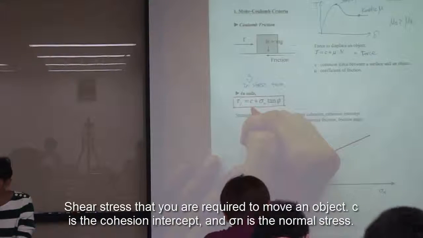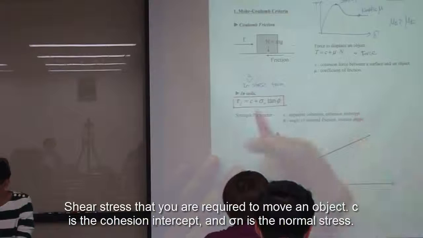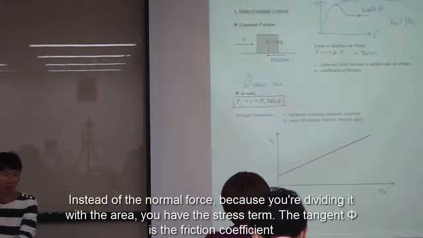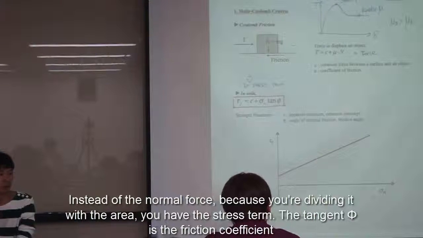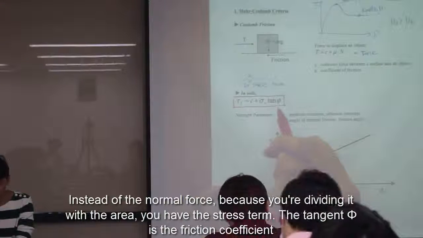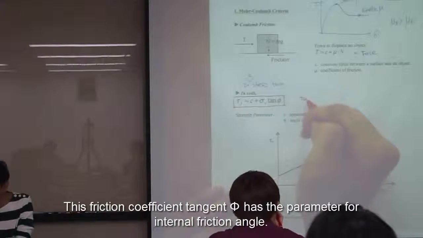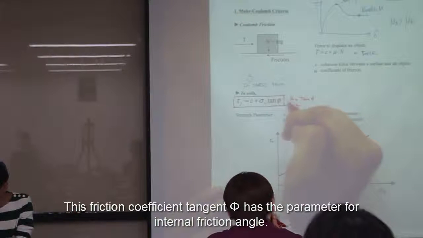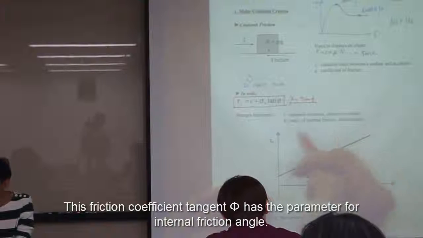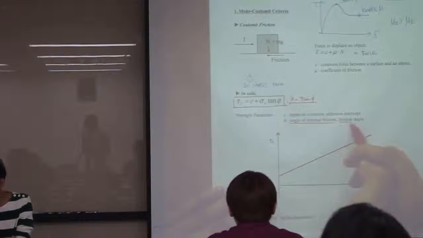And C is the cohesion factor, or the cohesion intercept. And sigma n is the normal stress, so that instead of the normal force, because you're dividing it by the area, you have the stress term. And tangent phi is the friction coefficient. And this friction coefficient, tangent phi, has a parameter called the internal friction angle. Phi is called the angle of internal friction, or friction angle.